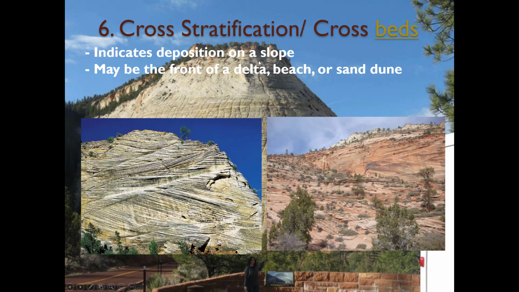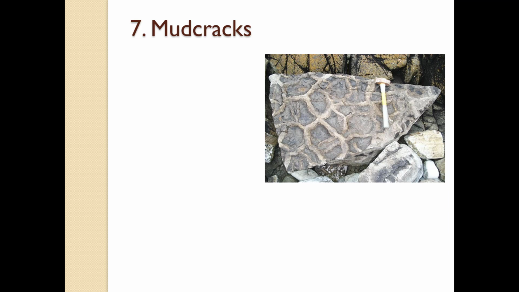Finally, you can also have this at the front of a delta, where a river meets a slower moving body of water, and that sediment is just deposited along the front of the delta. So that's fun. Crossbeds, pretty fun sedimentary structures as they go.